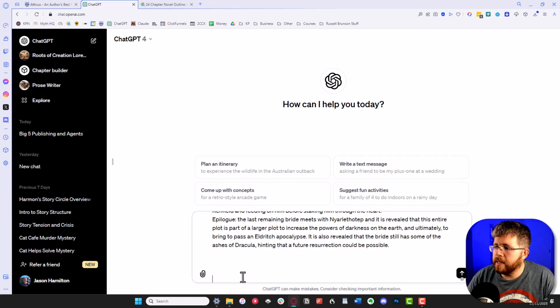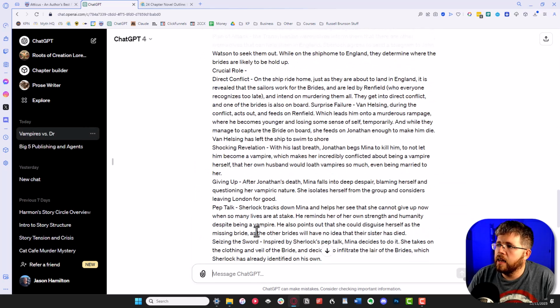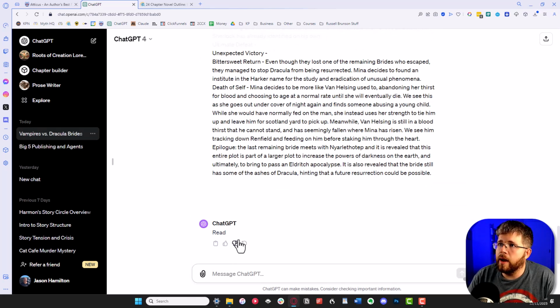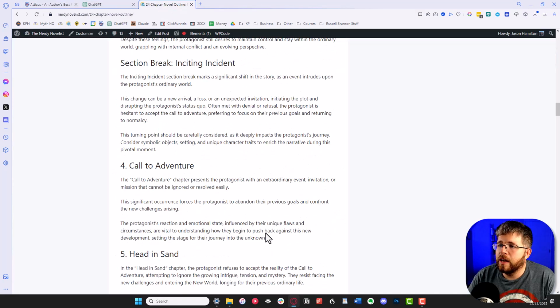And then we paste in the outline below, but we don't really want it to do any analysis yet, which is why I told it to just say read. And because it's ChatGPT and it's good at listening to instructions, it's just said read here. And then if you know what should be happening in that space, you can come here.